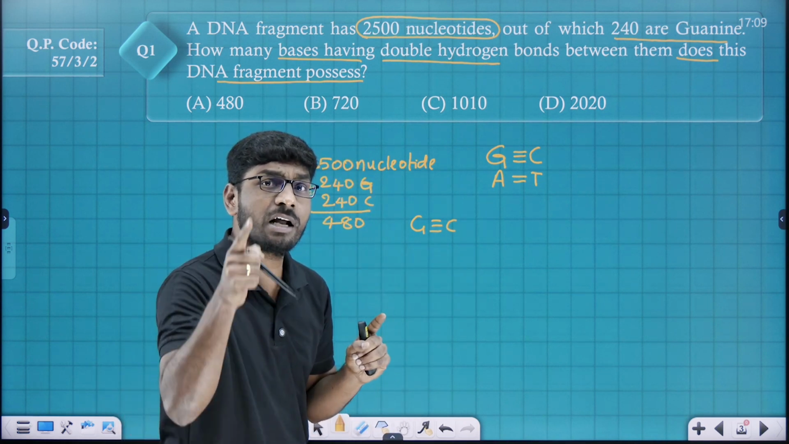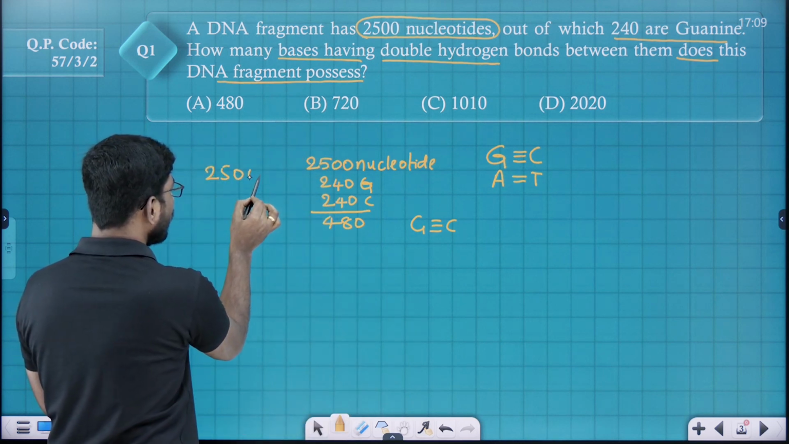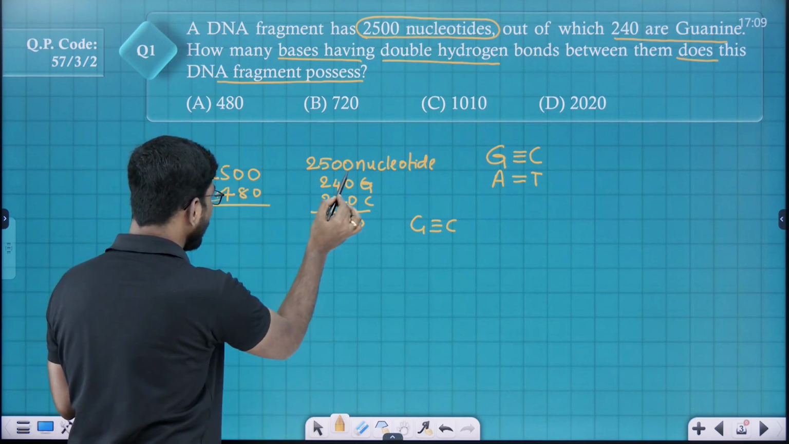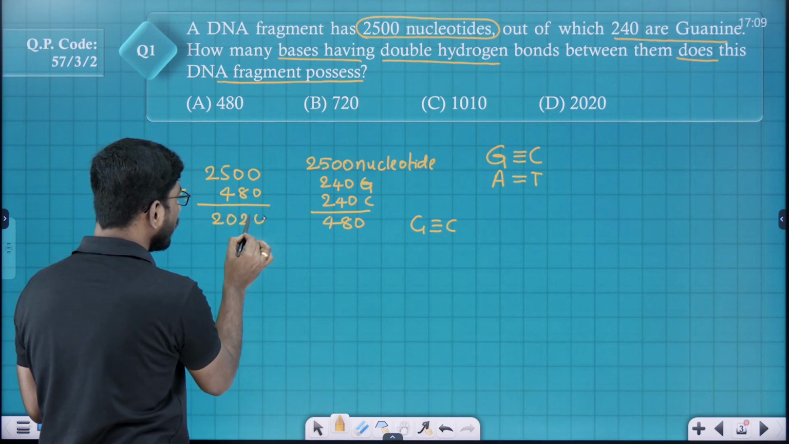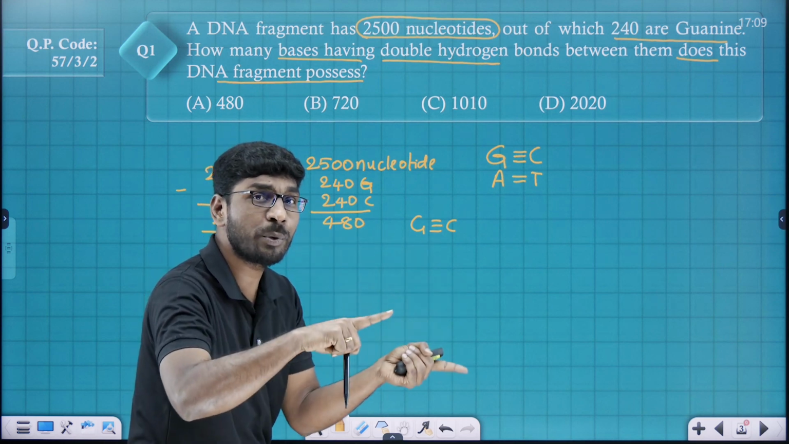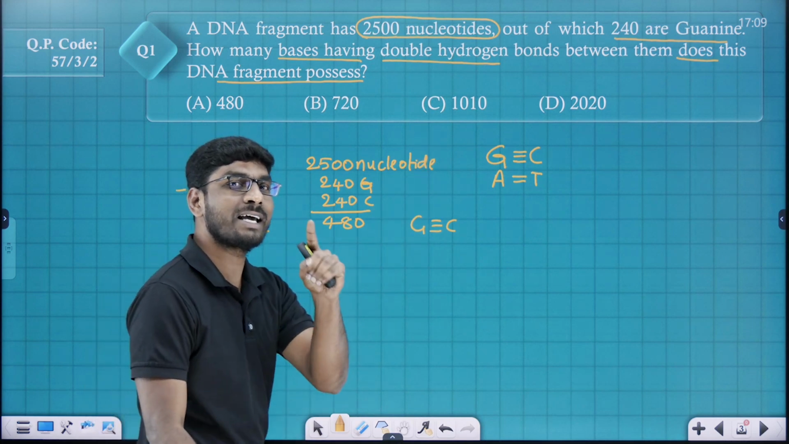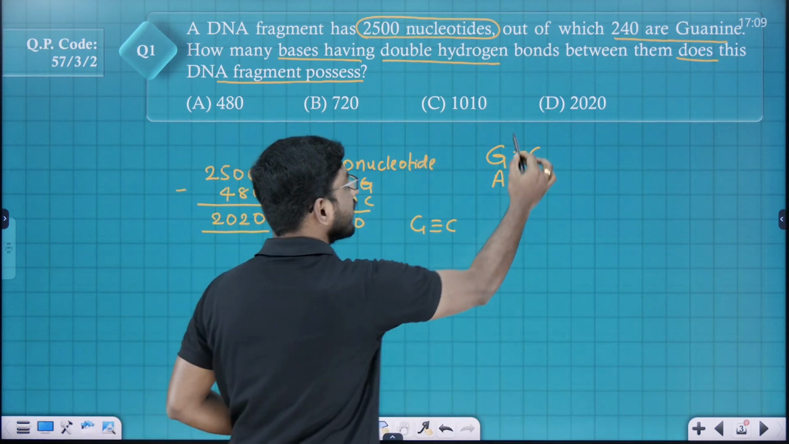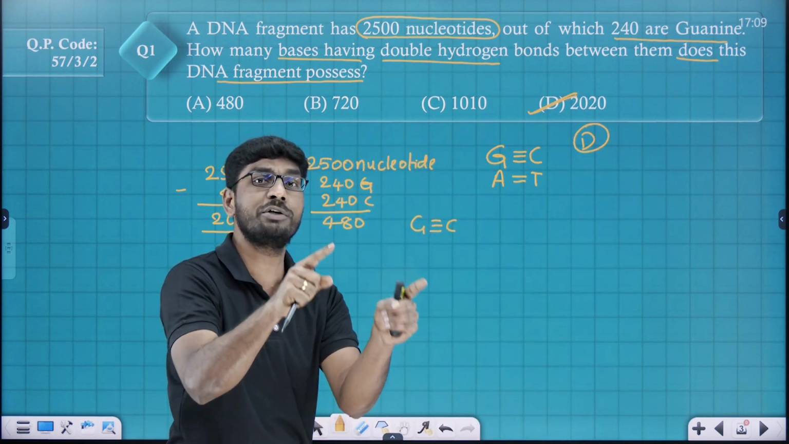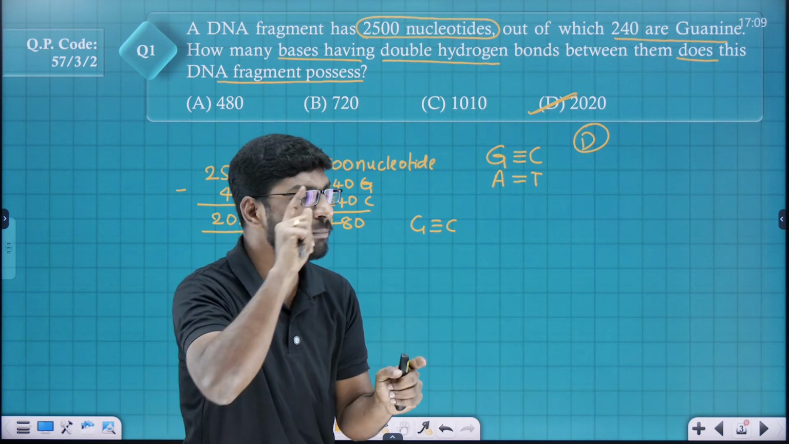But in the question, they are asking how many have double hydrogen bonds. So 2500 nucleotides minus 480 nucleotides gives 2020. In these 2020 nucleotides, A and T are present. Between A and T, what type of hydrogen bonds are there? Double hydrogen bonds. So pick your right answer. They are asking double hydrogen bond, so option D is the correct answer: 2020 nucleotides possess double hydrogen bond. Are you with me? You got my point? Come to the next question.